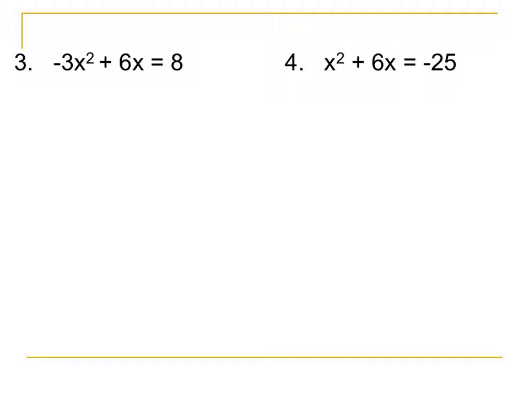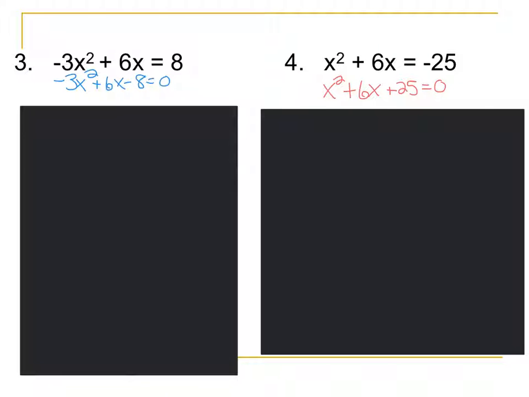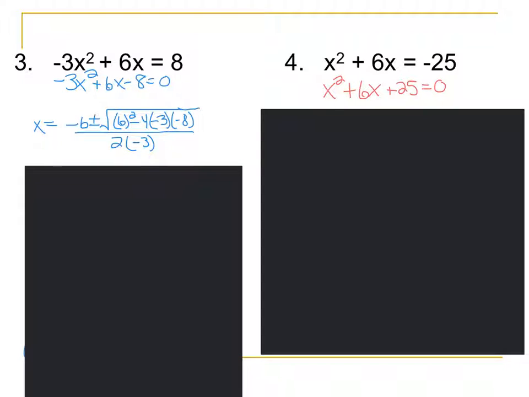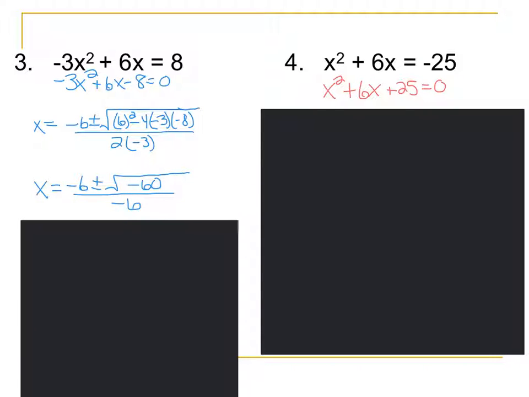Okay, I'm going to go ahead and set these two up as well just to take a look at what happens, and if you want to pause and try these on your own, then press play when you're ready to check, that's fine. Okay, so number 3 should have ended up being negative 6 plus or minus the square root of your discriminant, which ended up being negative 60 all over negative 6.